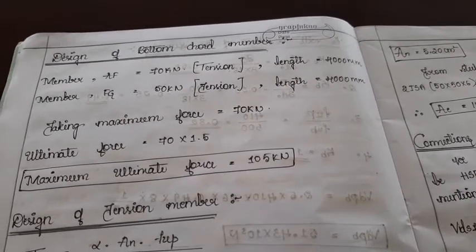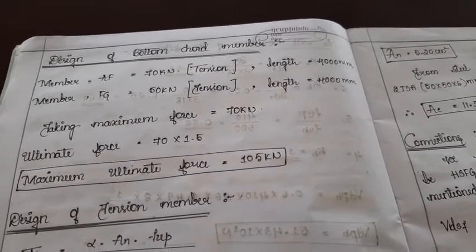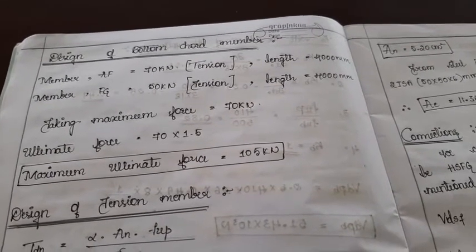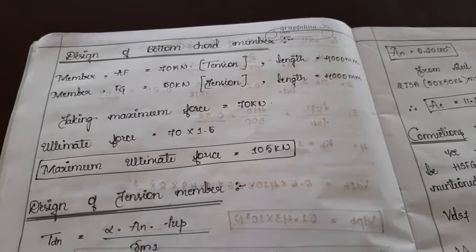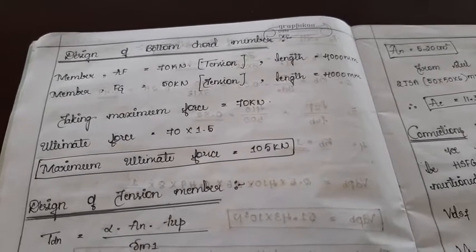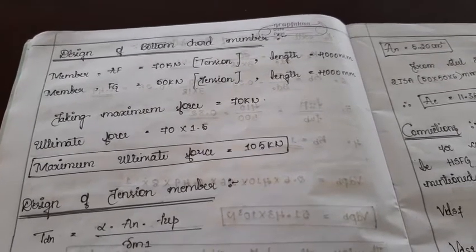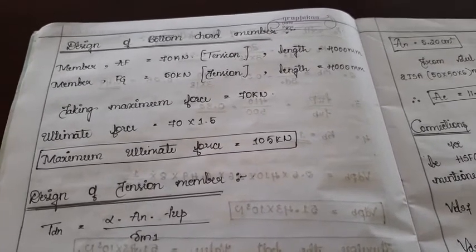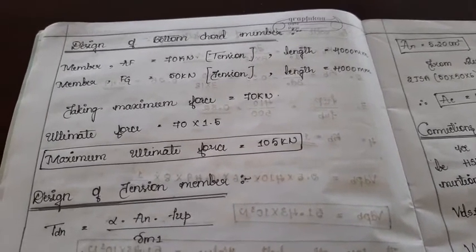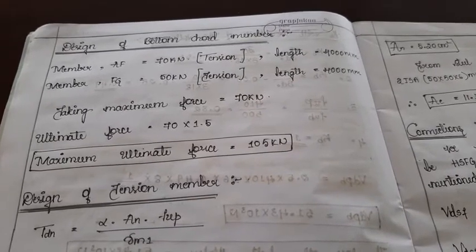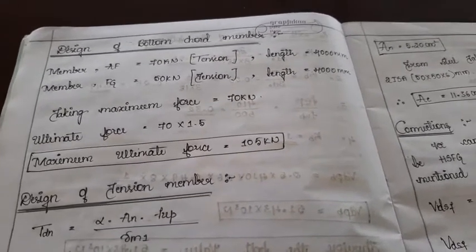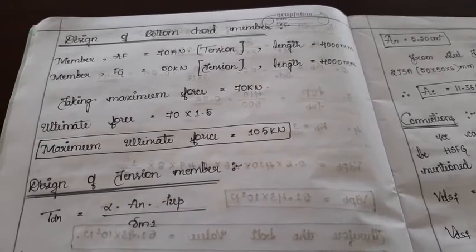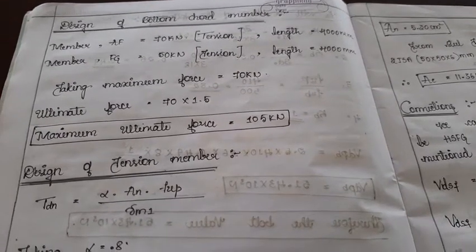The length is also mentioned, that is 4000 mm, and the FG member length is also 4000 mm. Taking the maximum force out of AF and FG, which one is the maximum? That is AF, 70 kilonewton. Taking that maximum force, convert it into ultimate force by multiplying by the factor of safety, 1.5. So when you multiply by 1.5, your maximum ultimate force will be 105 kilonewton.